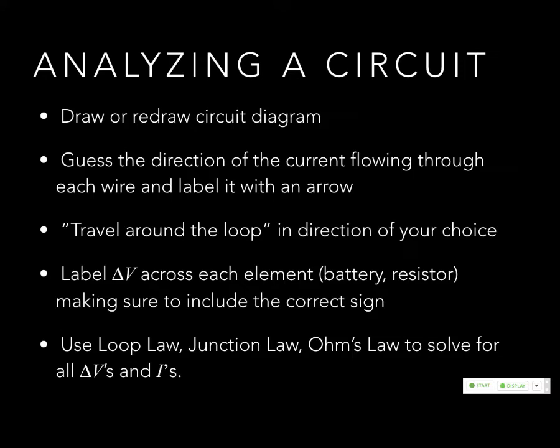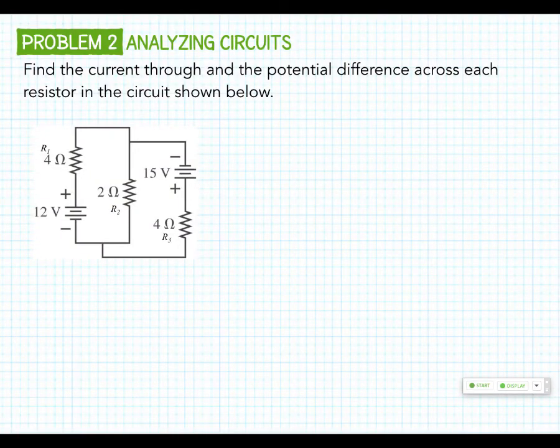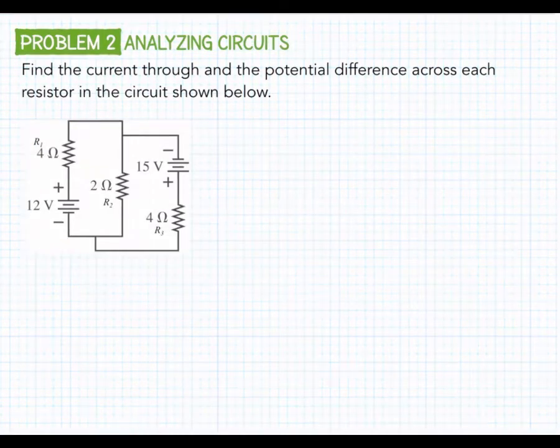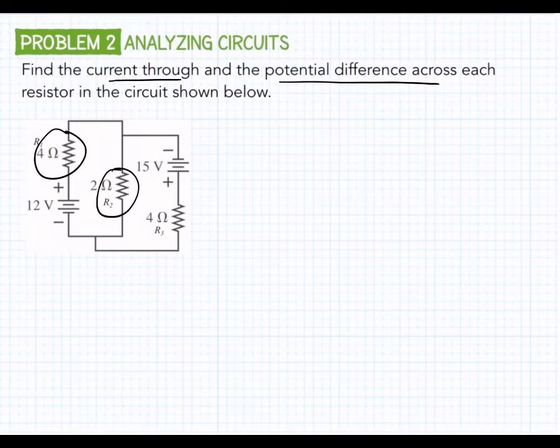So we're going to go through how to do this again. I know we already did this problem, but it's worth readdressing, and we'll go over in more detail how you put this in. Now we're going to find the current through and the potential difference across each of the resistors in the circuit shown below. So how many resistors do we have? Well, we have R1, R2, and R3. So we have 3 resistors, and then we want to figure out how many currents we have.